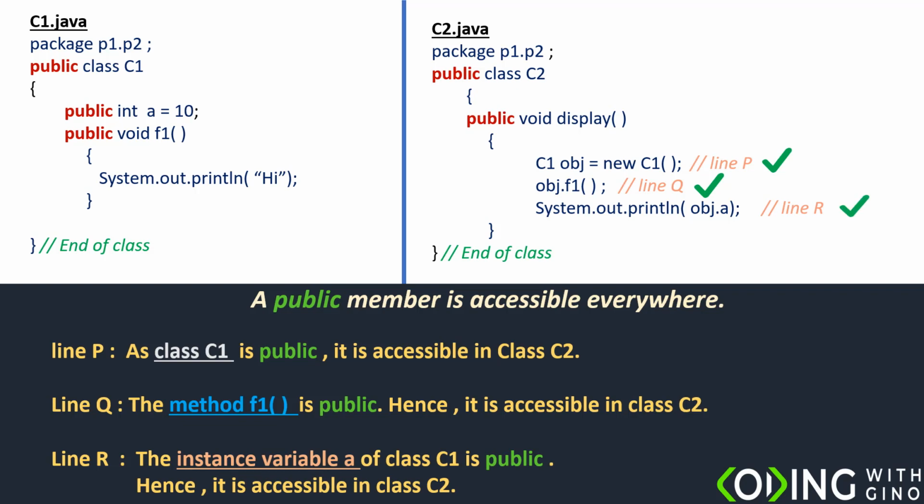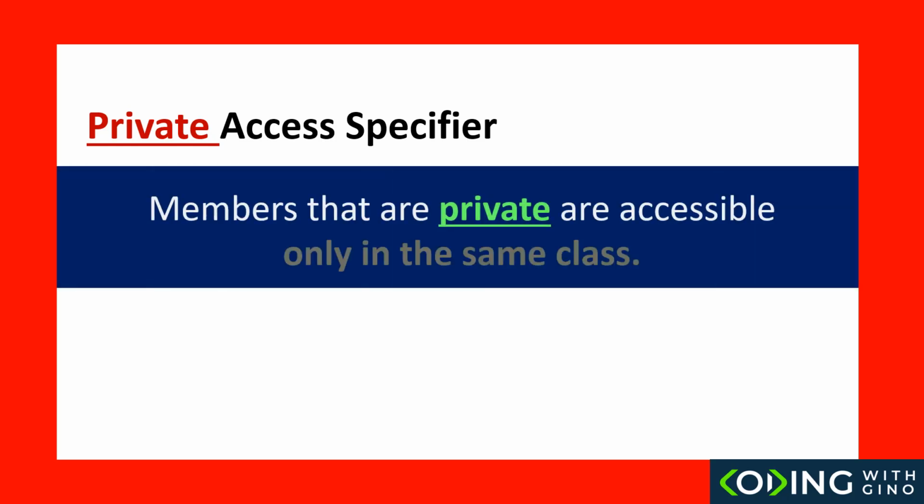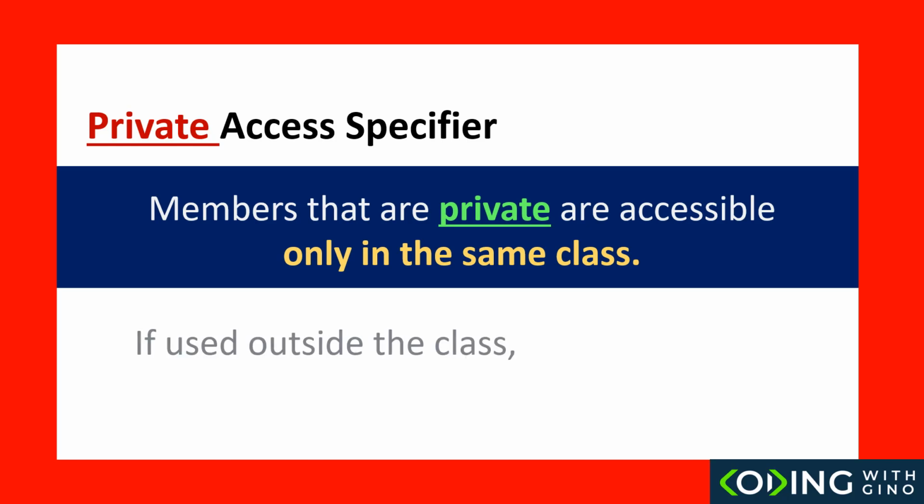A quick note: here, C2 did not have to import C1 to use it. C2 can use C1 directly as they are in the same package, okay? So that's all about the public access specifier. Next comes the private access specifier. It is the opposite of public. A private member can only be used inside the class where it is created. If another class tries to access it, compilation fails, okay?